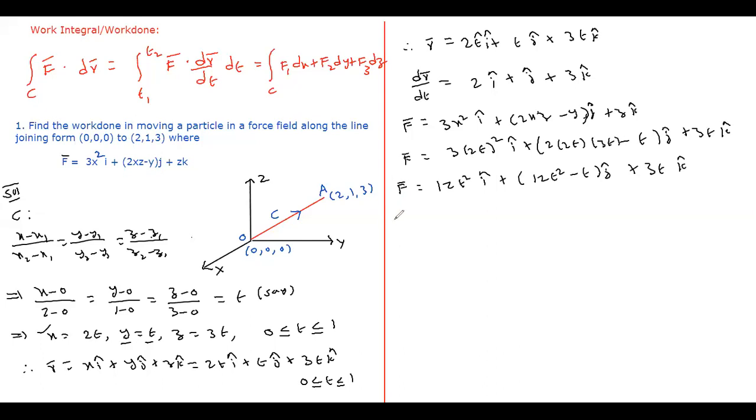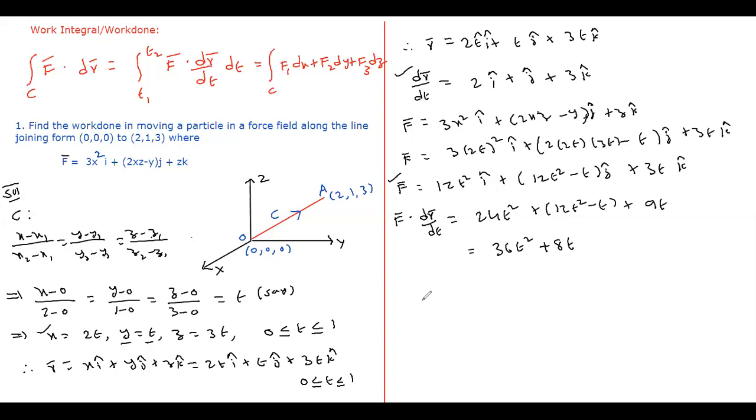Now what is f bar dot dr bar by dt? The dot product of dr bar by dt and f bar. If I find the dot product: 12 into 2, 24t square, plus 12t square minus t into 1, the j component is 1 here, plus 3 3s are 9, 9t. So what is the simplification? 24t square plus 12t square is 36t square, minus t plus 9t is plus 8t. Is it okay? 36t square plus 8t.